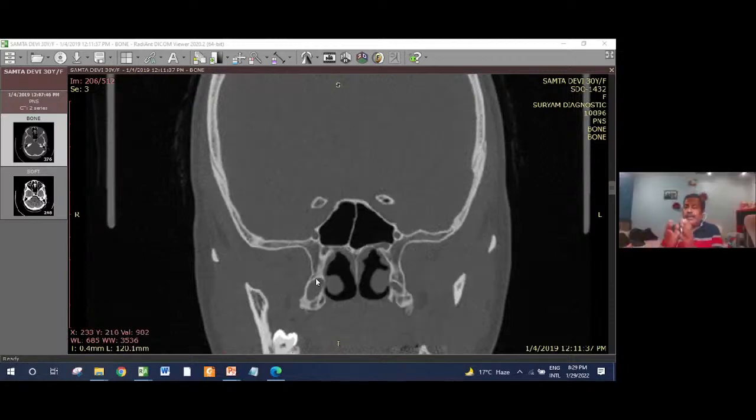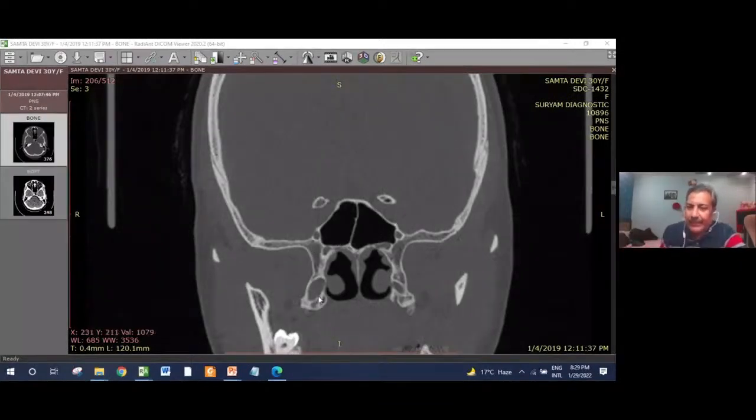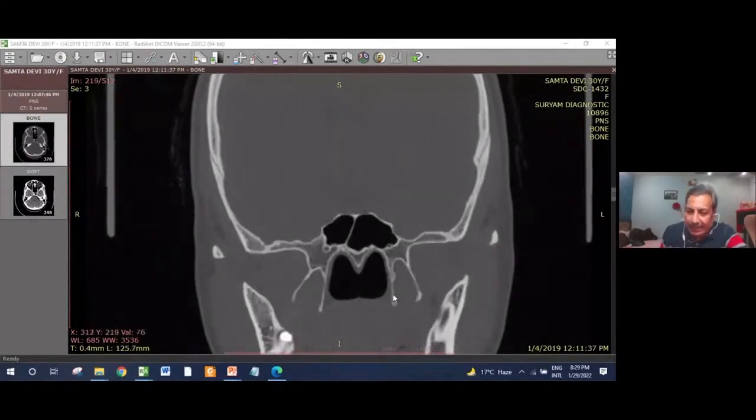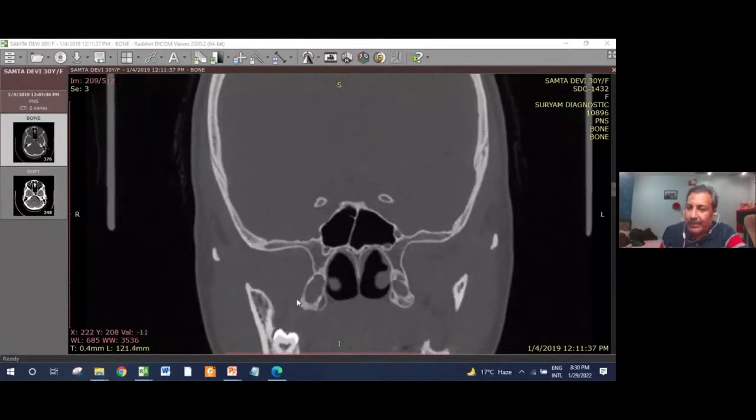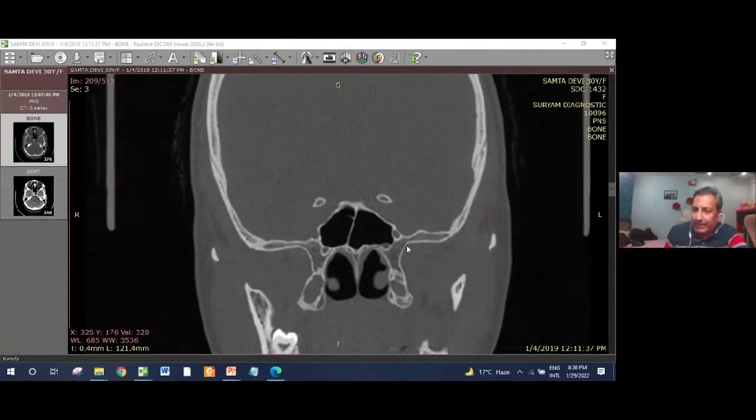processes emerging from the junction of the body and the greater wing inferiorly, ending separately as separate plates, the medial and the lateral pterygoid plates, enclosing the pterygoid fossa in it, and that's the pterygoid body per se, I would say.